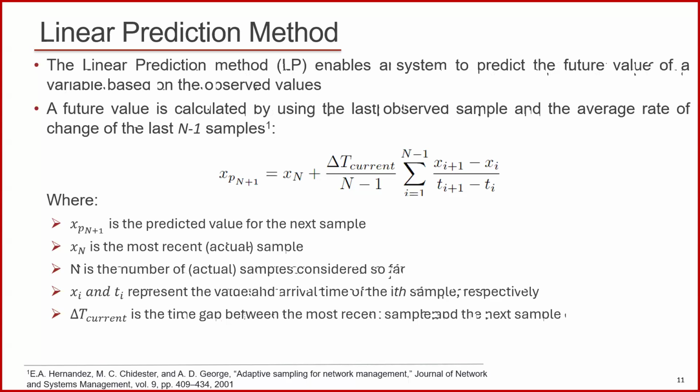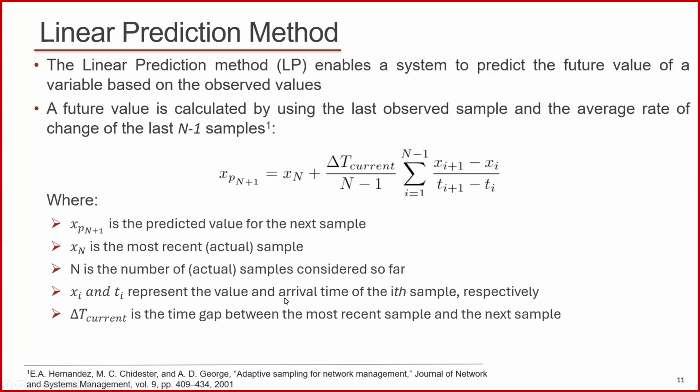And to calculate predicted values, we use this formula. In this formula, x̂(n+1) is the predicted value for the next sample, x(n) is the most recent sample, and N is the number of actual samples considered so far, which is a hyperparameter.